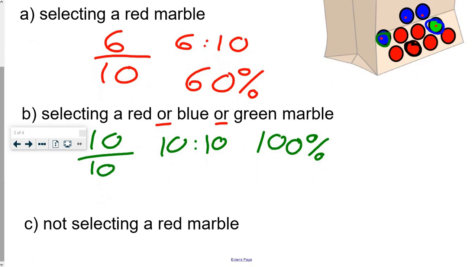Not selecting a red marble. If we count up all the marbles that are not red, we've got 1, 2, 3, 4 marbles that are not red. So the probability of not selecting a red marble is 4 out of 10, or 4 to 10, which is a 40% chance.